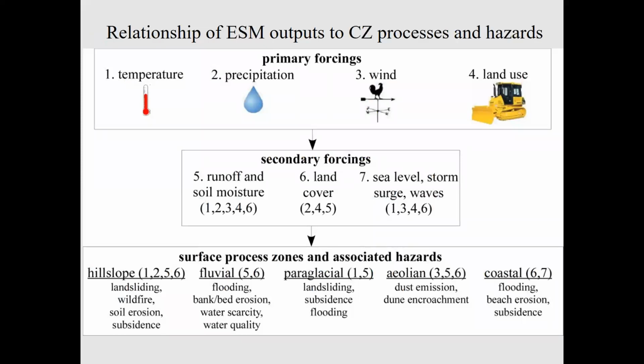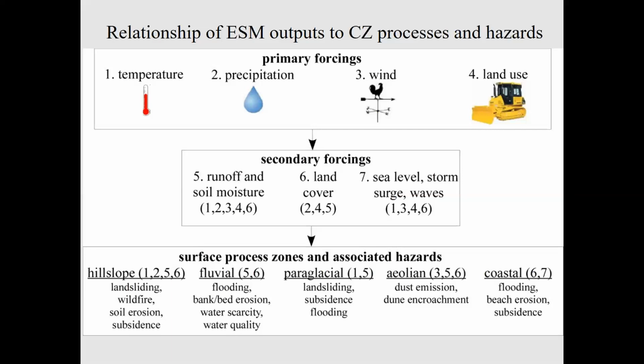So in this slide, I just wanted to go into a little bit more detail about the kinds of forcing variables that are output by Earth system models and the kinds of things that we are interested in. So on the bottom of this slide, this is again a fairly geomorphic perspective, but I've broken up the Earth's surface into different process zones: hillslope, fluvial, periglacial, aeolian, coastal, and their associated hazards. These are things that we'd really like to know: are these hazards going to get worse or better, and what is the spatial variability of how that hazard might change in the future.